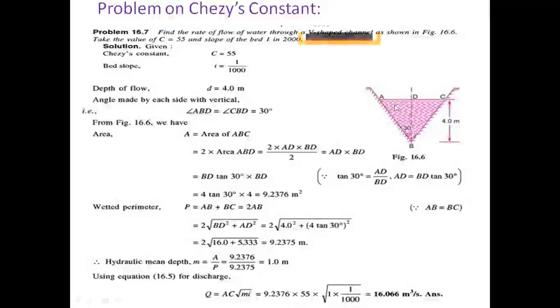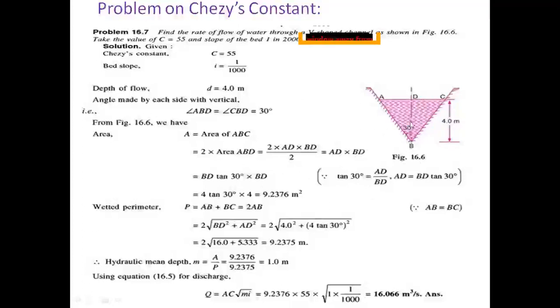For that, take 2 into the area of ABD, that is, half of the V-shaped channel, into 2. Finally we get the total area ABC. So 2 into AD into BD by 2. Here the numerator and denominator 2 cancel, and finally we get AD into BD.